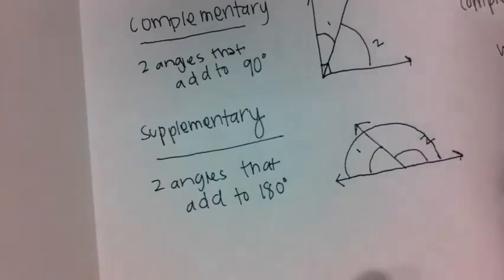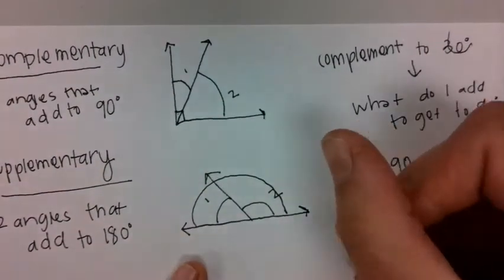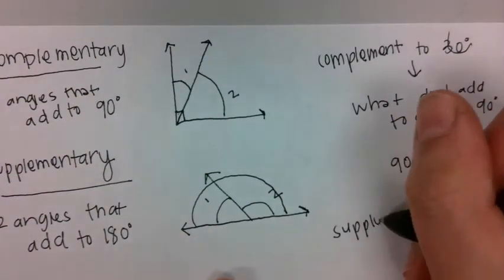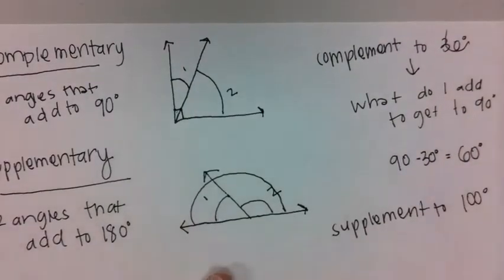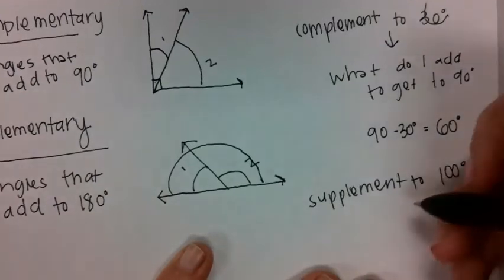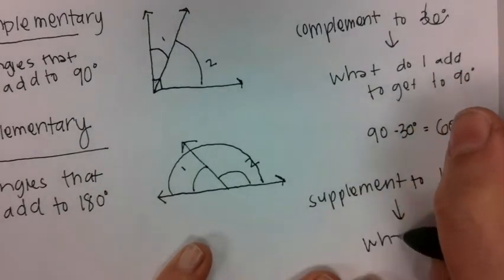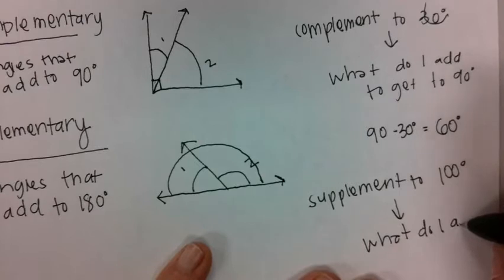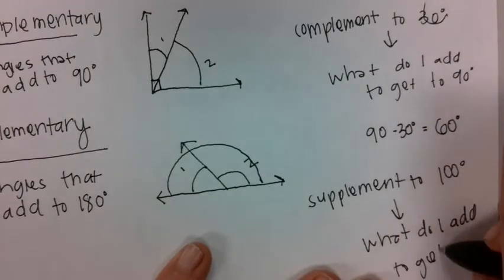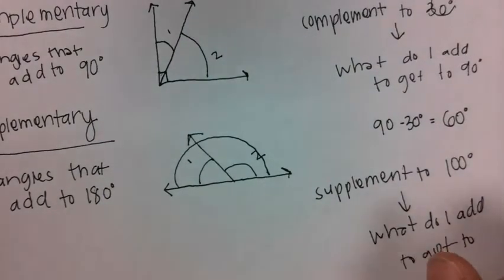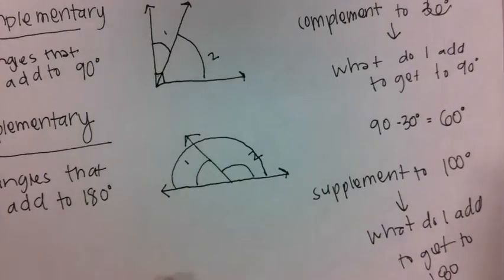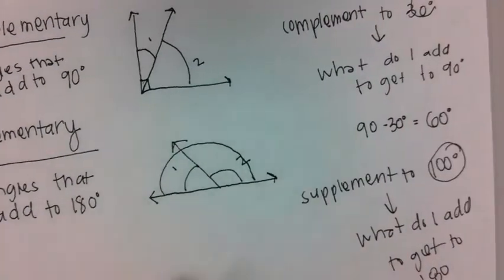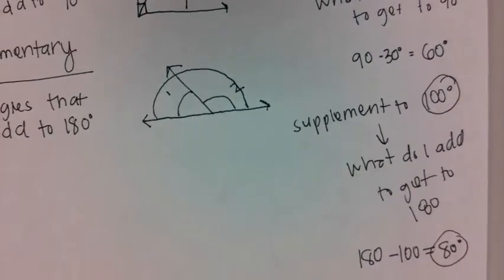And similar to complements, you might see, what is a supplement to 100 degrees? And what that's translated into is, what do I add to get to 180? And how do I figure that out? Well, 180 minus 100 gives me a total of 80 degrees. So 80 and 100 are supplements.